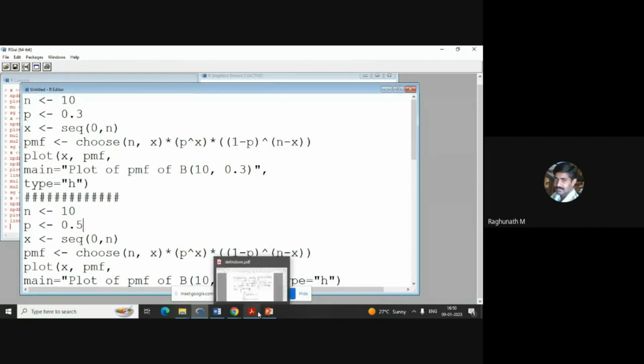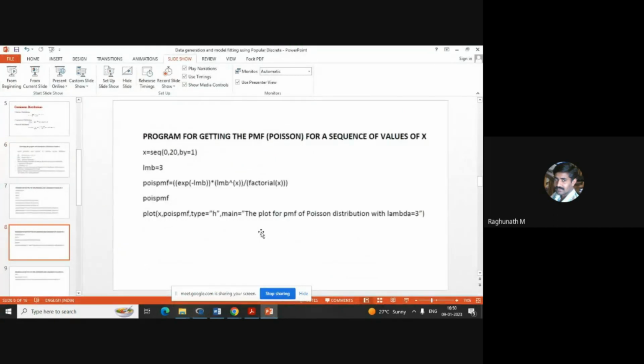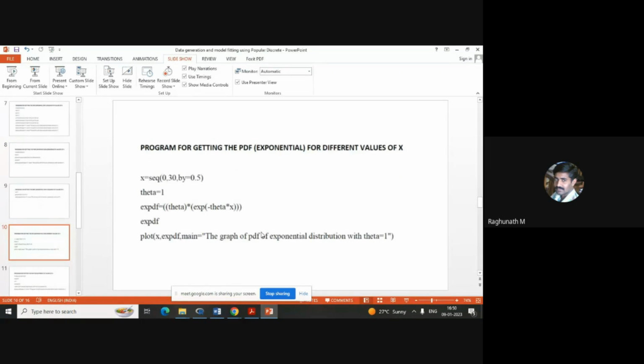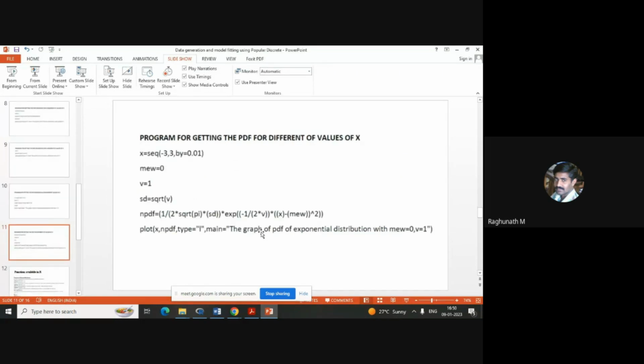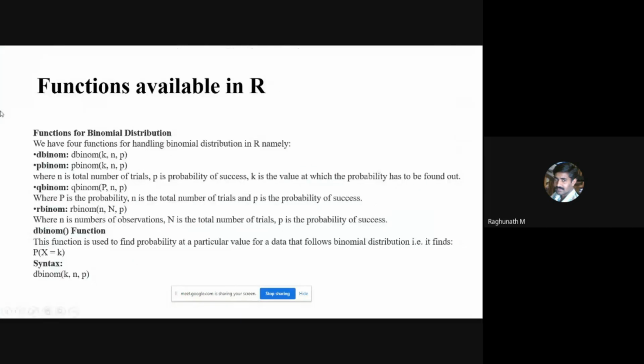So the inbuilt function to use the binomial distribution is as follows. Just quickly, I have another 10 minutes. I will finish this and then I will talk about one of the fitting of distribution concepts. So now coming to the inbuilt functions, there are 4 things available for all the distributions: D, P, Q and R. What these D, P, Q and R tell us, let us see one by one.